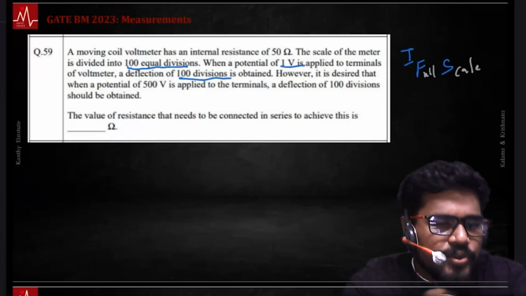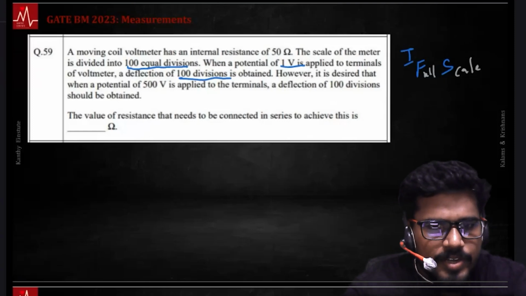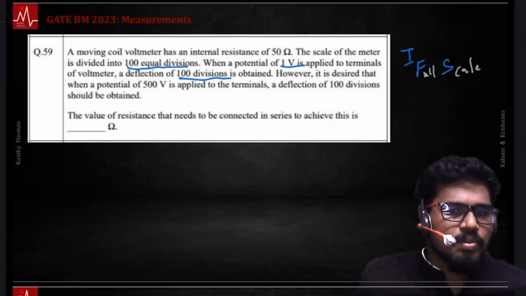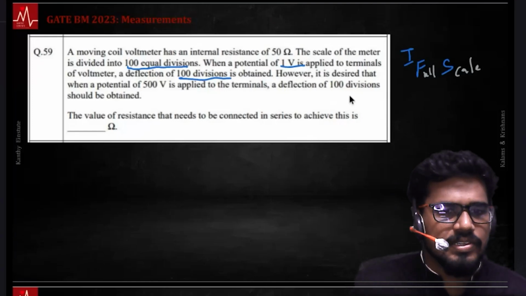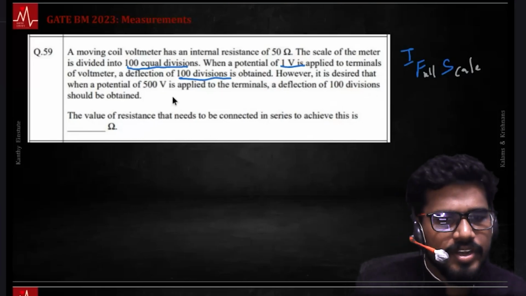Of course, the voltmeter should be able to measure higher voltages. That's why you add the shunt resistance. Now suppose that when a potential of 500 volts is applied to the terminals, the deflection is 100 divisions. Now we want to measure 500 volts with the same meter.